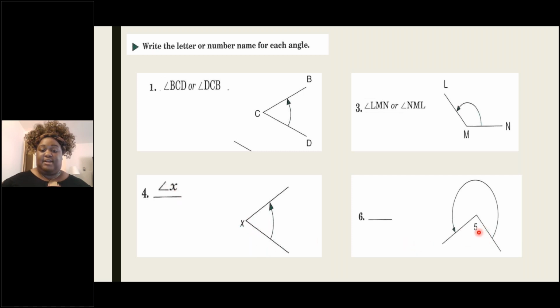And then the last one here, I know this angle looks a little different, which we'll talk about later, but how would we label this? It'll be angle 5. Here's my vertex, and there's the 5. Okay, let's move on.